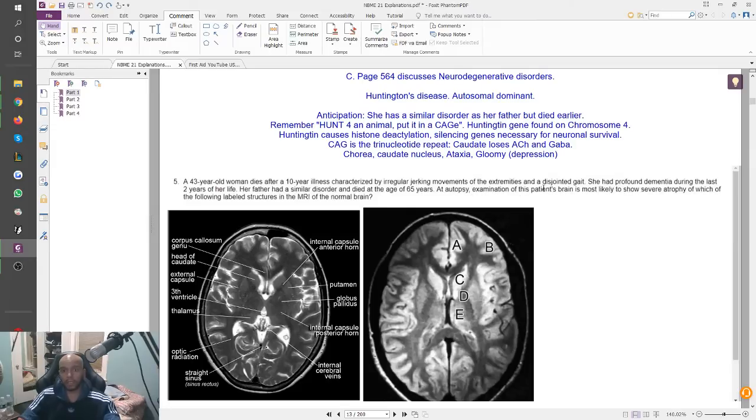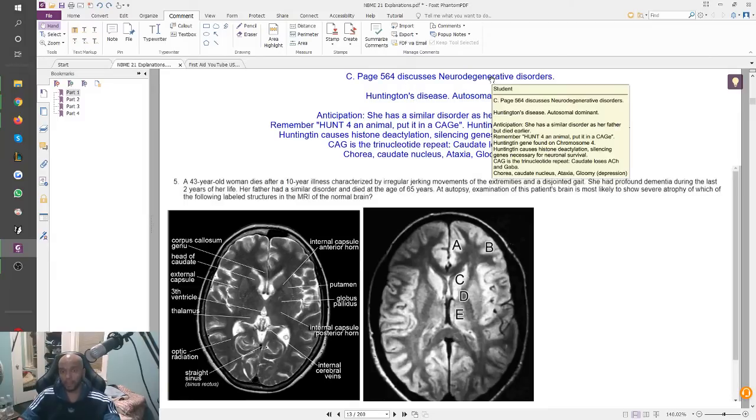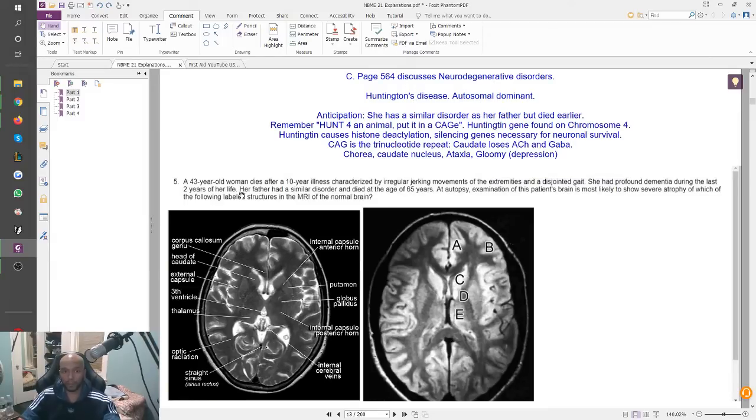An autopsy examination of this patient's brain is most likely to show severe atrophy of which of the following labels structured in the MRI of the normal brain here. Right, A, B, C, D, E. Now, this patient has Huntington's disease, a very common neurodegenerative disease that is autosomal dominant, which is why her father had it and now she has it. And it does have anticipation, which is why she got it at a younger age than the father had it.